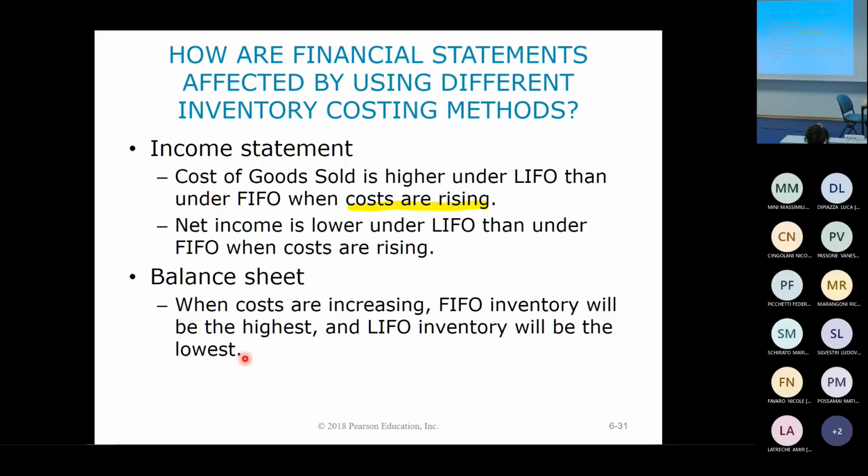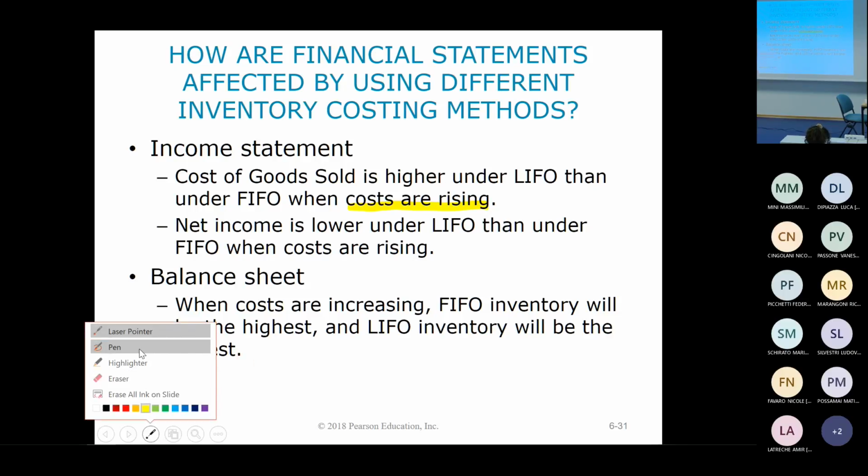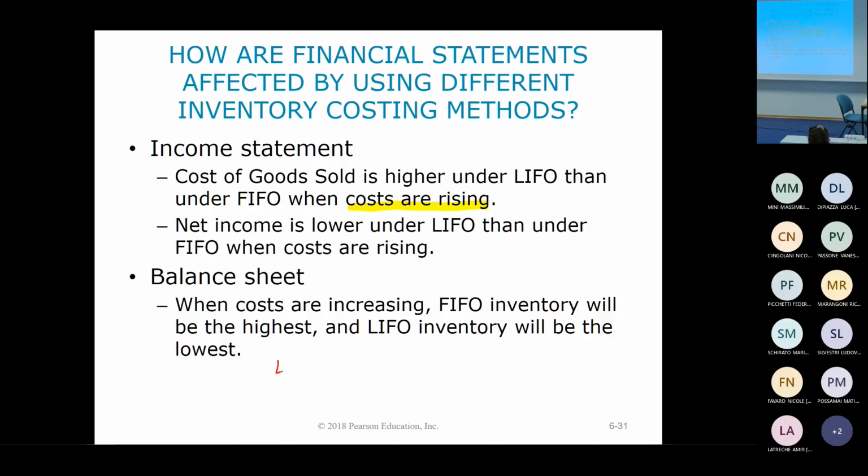Okay. What is the consequence? That sometimes using LIFO, the inventory can be really understated. And this understatement is a problem because when you read this number in the balance sheet, it can be based on outdated prices. So this creates the so-called LIFO reserve.